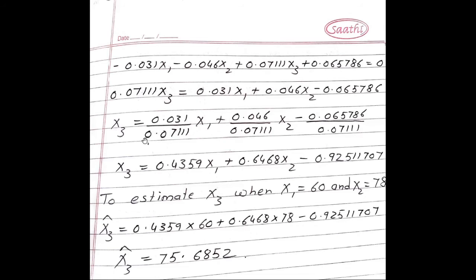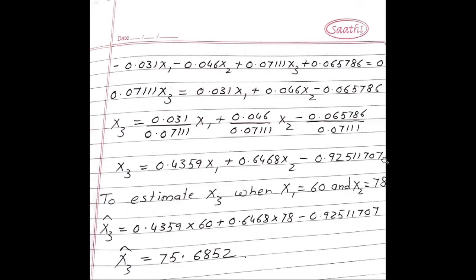0.031 divided by 0.07111 x1 plus 0.046 divided by 0.07111 x2 minus 0.065786 divided by 0.07111. So perform the divisions. The terms become x3 is equal to 0.4359 x1 plus 0.6468 x2 minus 0.925110707. This is the equation of x3 on x1 and x2.